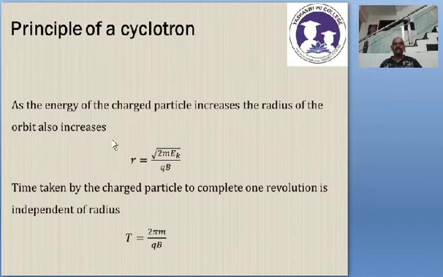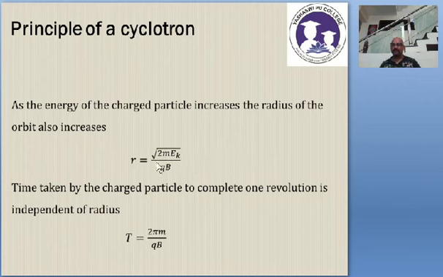Now, the principle of cyclotron. Please understand, the time taken by the charged particle to complete one revolution is independent of radius. The time period is 2 pi m divided by qB, and it is independent of radius. As the energy of the charged particle increases, the radius of the orbit also increases. Check this one: R is equal to the square root of 2m Ek divided by qB. You can get this because Ek, the kinetic energy, is half mv squared.